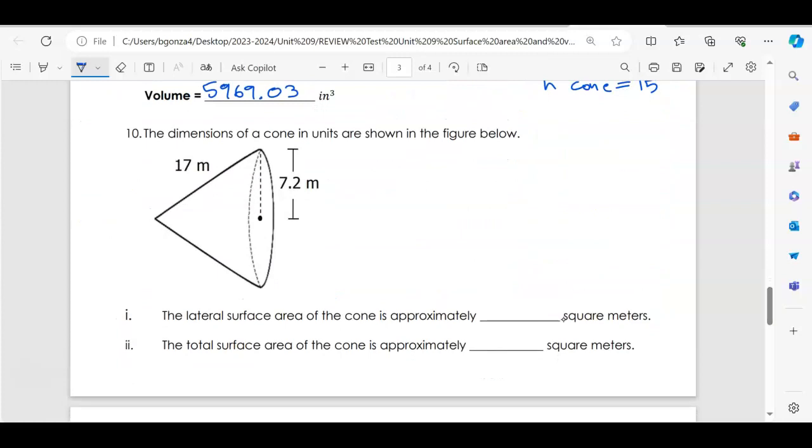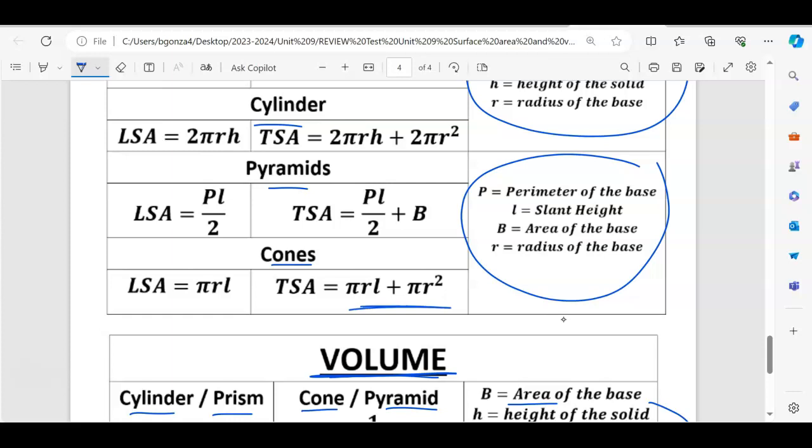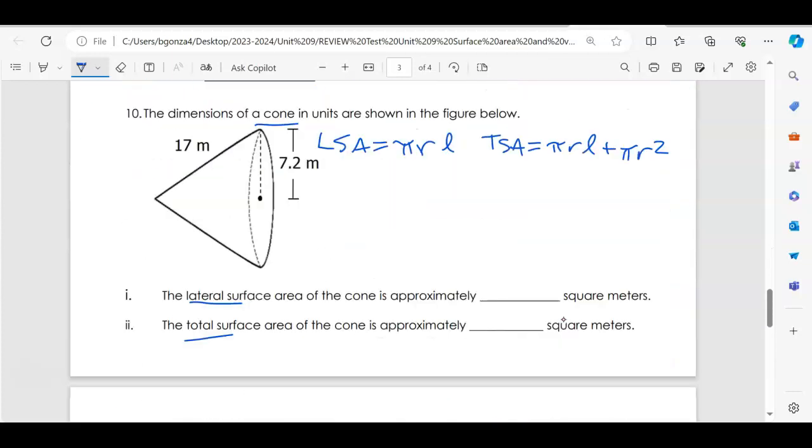All right, we got a cone here. We're doing lateral and total surface area. LSA of a cone is pi RL. Total surface area of a cone is pi RL plus pi R squared. Again, all these formulas are over here. We're using this one right here. All right, so it's on the back page.